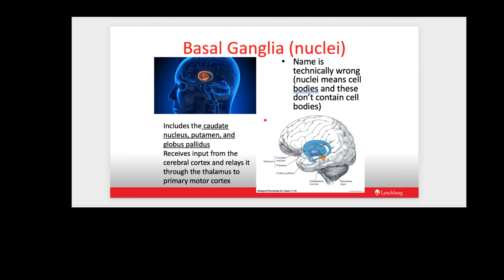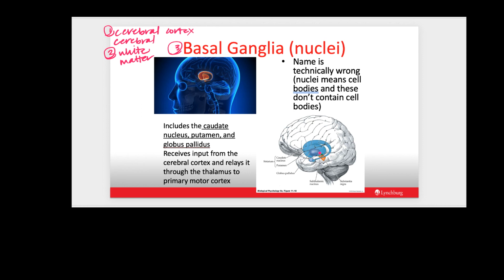Right. Our third structure, we talked about cerebral cortex. We've talked about cerebral white matter. And then here's our third structure within the cerebral hemispheres, or basal ganglia. These basically are comprised of structures called caudate nucleus, putamen, and globus pallidus.